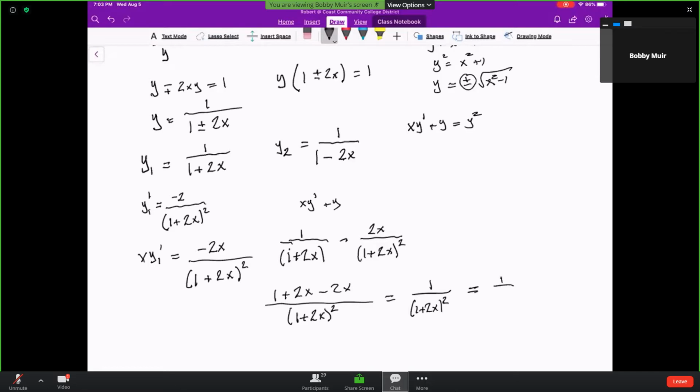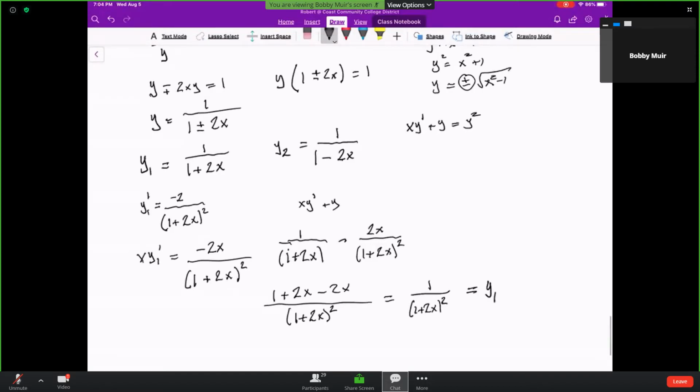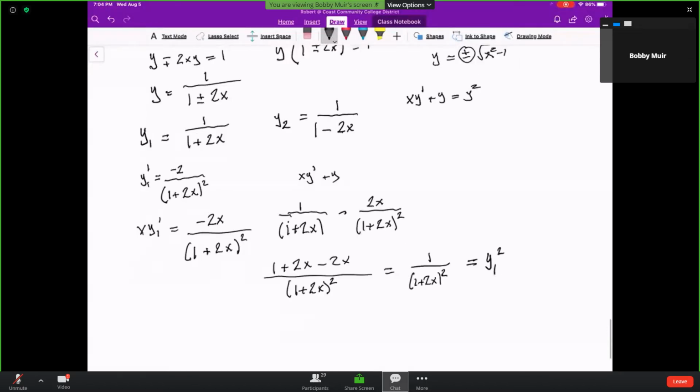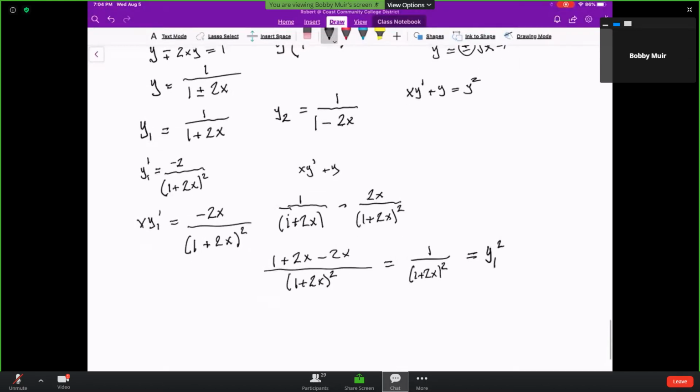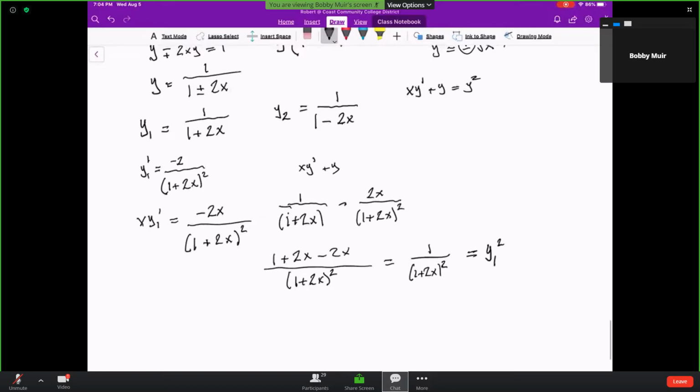And don't you love it when a plan comes together? That is y squared, right? y1 squared. Okay, so we know y1 worked. Okay, let's check y2.